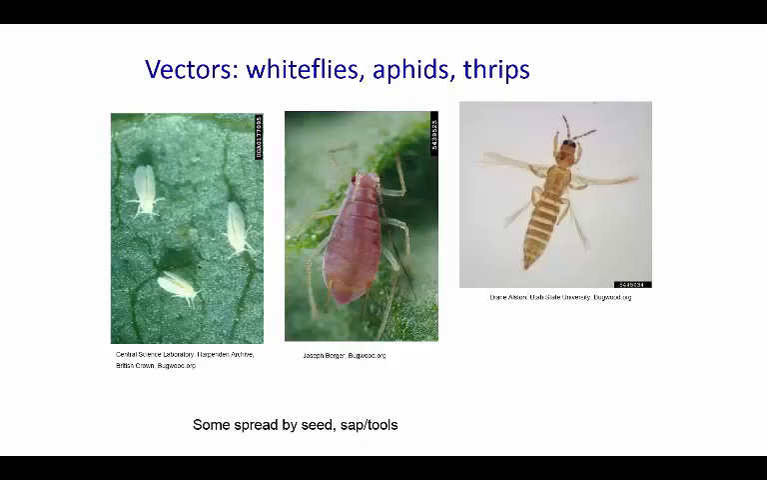Vectors are insects that spread disease. For example, in the human health world, mosquitoes are vectors of West Nile virus and other diseases. In the plant world, whiteflies, aphids, and thrips are some of the most important vectors of various plant viruses. So insect management can help prevent the threat of certain viruses.